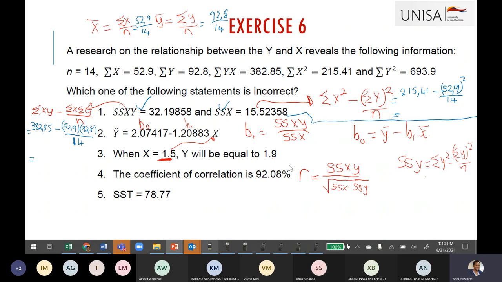Now we need to come to the second one. We need to calculate B1. B1 is this answer that we have here. So if we find this to be equal to that, then we are on the right track. Substituting 32 divided by 15, which is this formula here. I'm not going to write all the values, so I'm just going to say 32.1 divided by 15.5. We will use all of them on the calculator.